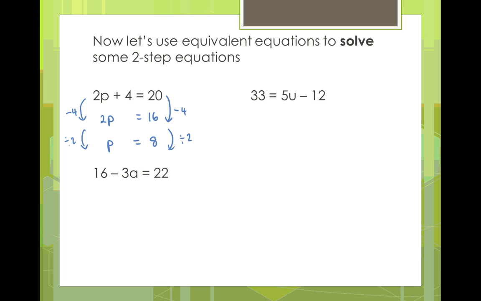Let's just substitute our answer back into the question. 2 times 8 is 16. 16 plus 4 equals 20. So that's great. I know my answer of p equals 8 is correct.